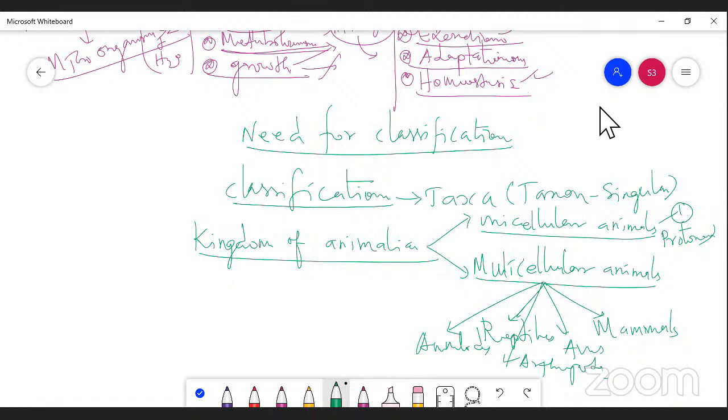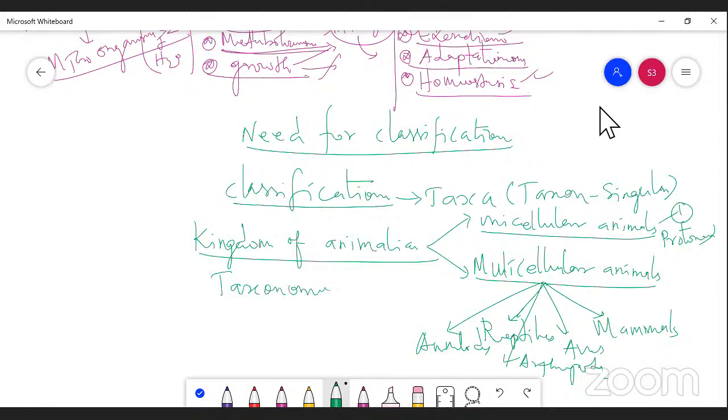This is the kingdom of Animalia. It includes multicellular animals such as reptiles and mammals. Once classified further, we can easily differentiate which is a reptile and which is a mammal. It is easy for observation and study purposes. All living organisms can be classified at different taxa with scientific classification. The term is taxonomy. What is taxonomy? Taxonomy means classification of organisms.